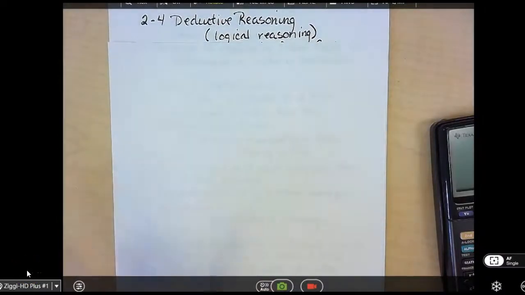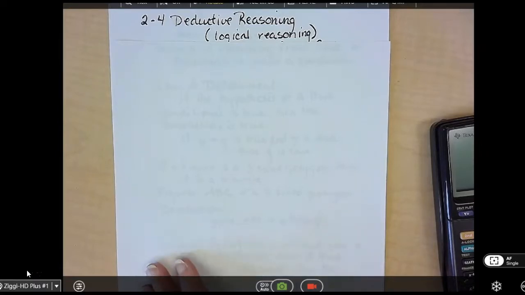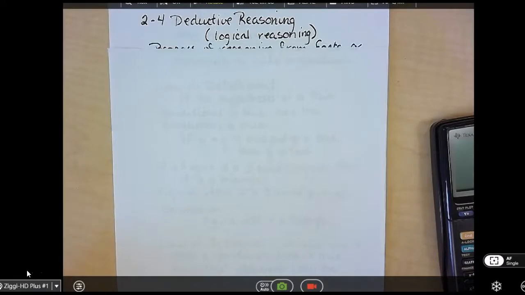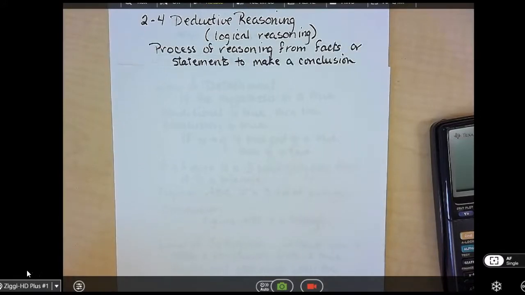Right. Today in geometry we're doing 2-4, deductive reasoning, sometimes called logical reasoning. Not sure why they call it logical reasoning, because this is one I have difficulties with. Hopefully you will grab onto it much quicker than I do. So, the process of reasoning from facts or statements to make a conclusion.